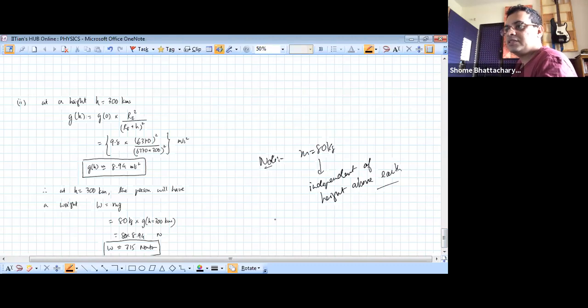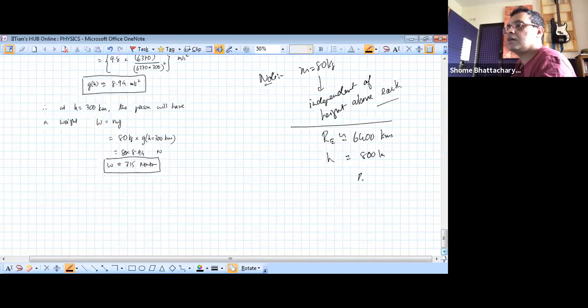If this was a question in JEE, you would have got the value of the radius of the earth as a more approximate thing like 6400 kilometers. And that height, instead of an odd value like this, might have been given as something easier to handle, like 800 kilometers. Then you can see that RE upon RE plus h whole square is easier to handle.